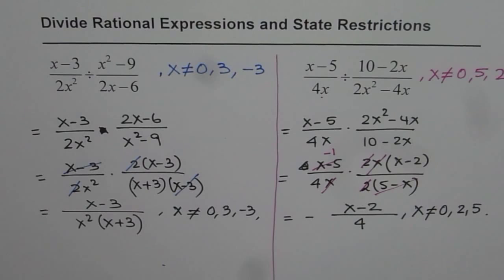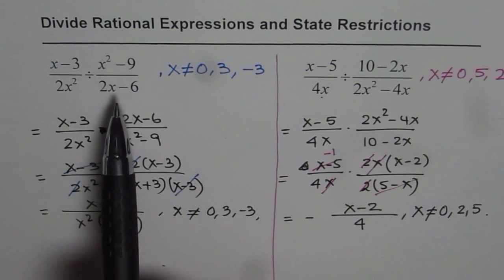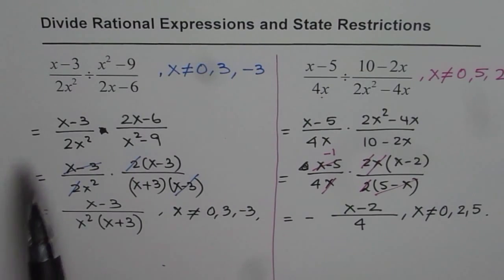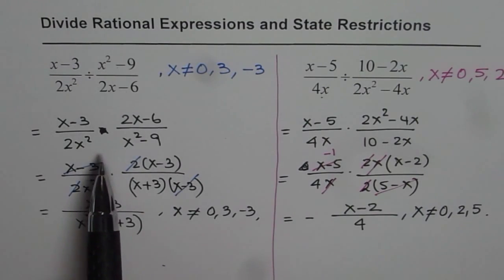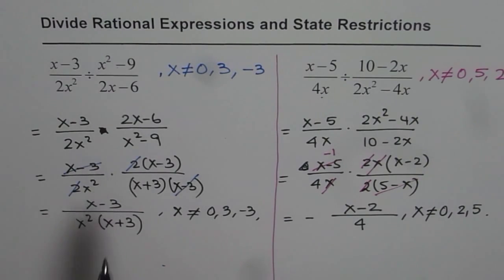I hope the process of dividing rational expressions is clear to you. The important differences are that when you state restrictions for the divisor, you have to write restrictions for both numerator and denominator. Dividing is the same as multiplying by the reciprocal. So you can flip the divisor and then continue with simplification and multiplication of the rational expressions. So that is how we do them.